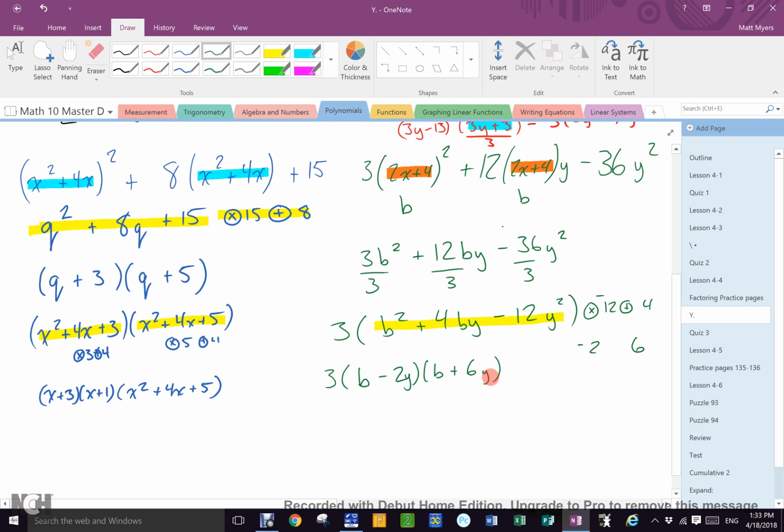Okay. In the original question, is there a b? There is no b. So what must I do with these b's? I've got to replace it with what? The original. Which is what? 2x plus 4. So this is 3, 2x plus 4 minus 2y. Correct? What's the next one?